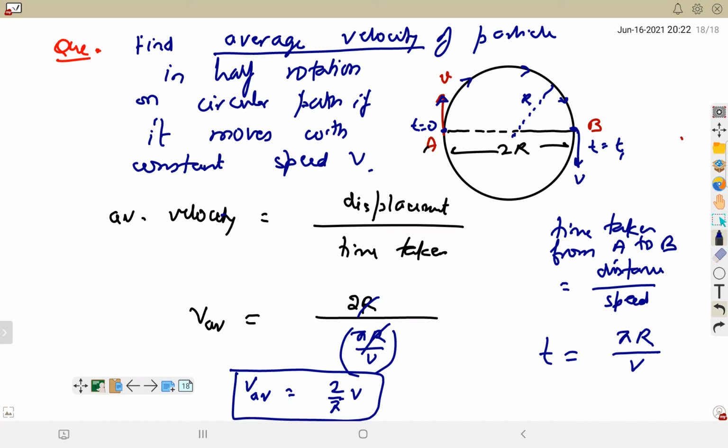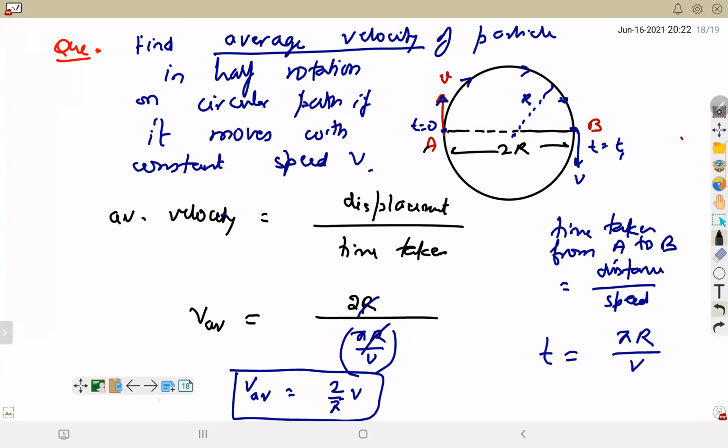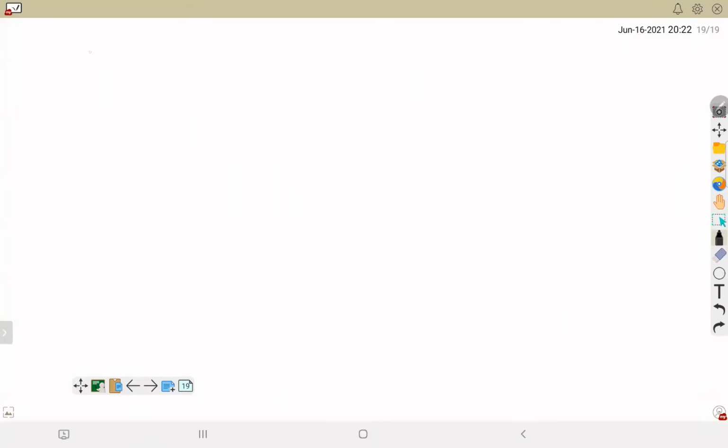What will be the average velocity? Suppose in one complete rotation, the average velocity will become exactly 0, because in one complete rotation, the total displacement will become 0. So the average velocity will become 0, not the average speed.